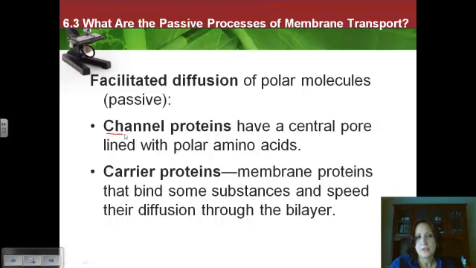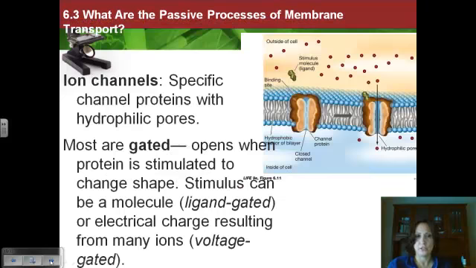So there are two different types. There are channel proteins. In this case, we just have a polypeptide chain, and on the inside it'll have polar amino acids, and that acts as a pore for these either polar or charged molecules. Another type are carrier proteins, and these actually interact with the molecule that they're transporting across the membrane. So again, these are just proteins that are embedded in the membrane, it's just how they function is different.